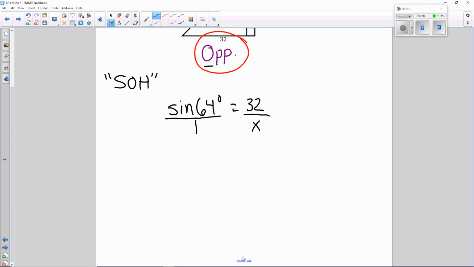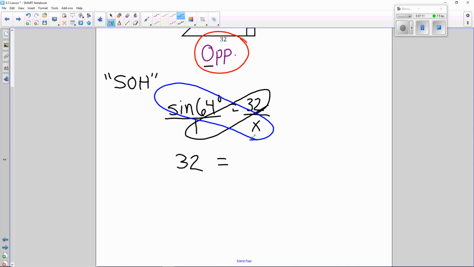The setup is the same, but this time the variable's on the bottom. So we're basically going to have one extra step. Cross multiply that way, we get 32. And we cross multiply this way, we get x times the sine of 64 degrees. To undo this multiplication, because we're trying to solve for x, we're of course going to divide both sides by the sine of 64 degrees.